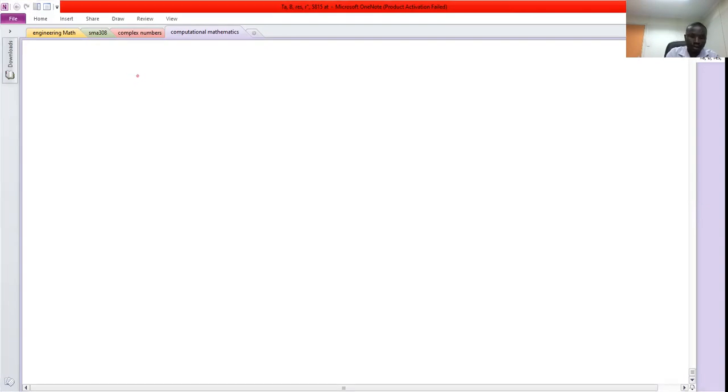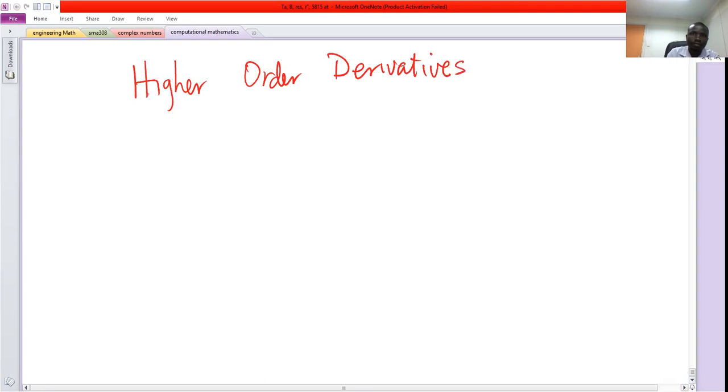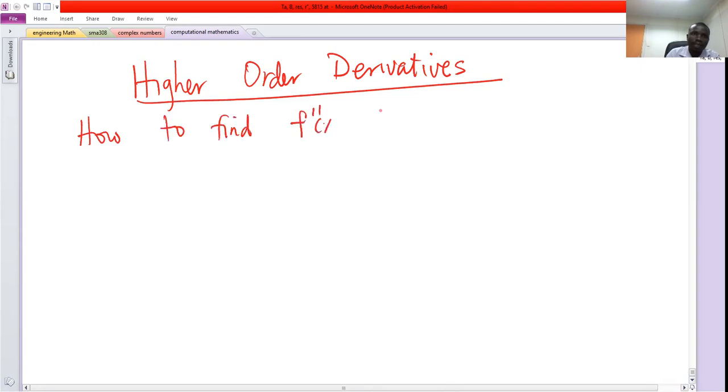So, higher order derivatives. The interest is to calculate the second derivative of the function using the Newton forward difference formula approach.